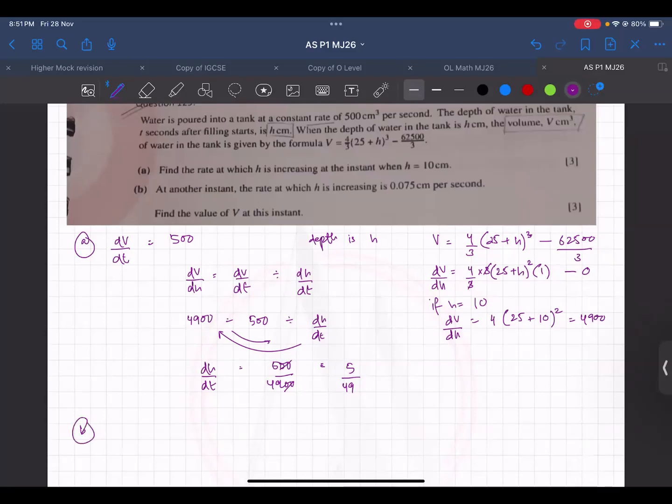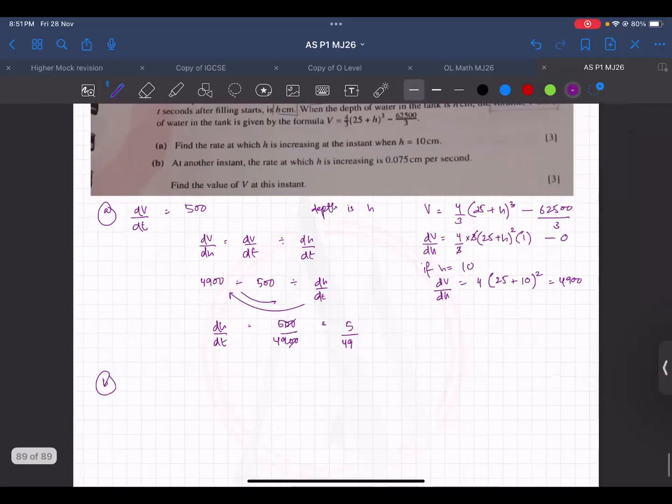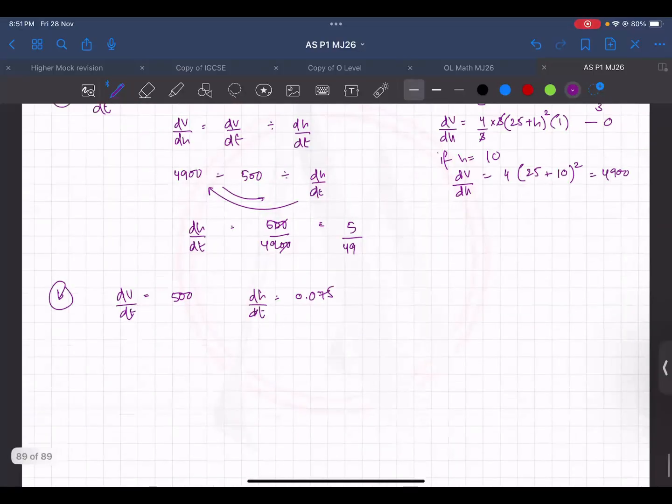At another instant, the rate at which h is increasing is 0.075. Find the value of v at this moment, at this instant. Okay. So they have given that to us that dv by dt is equal to 500, and they've also now given that dh by dt is equal to 0.075. So now using these two and using the formula, we can find the value of dv by dh.